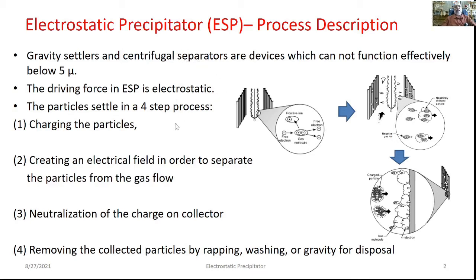This particular device employs 4 steps. In the first step, the particles are charged. In the second step, the electrical field is created in order to separate the particles from the gas flow. Third step is neutralization of the charge on the collector, and the fourth step is removing the collected particles by certain mechanism such as rapping, washing or gravity for disposal.